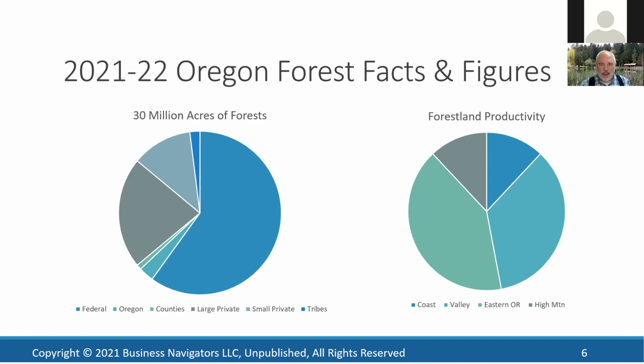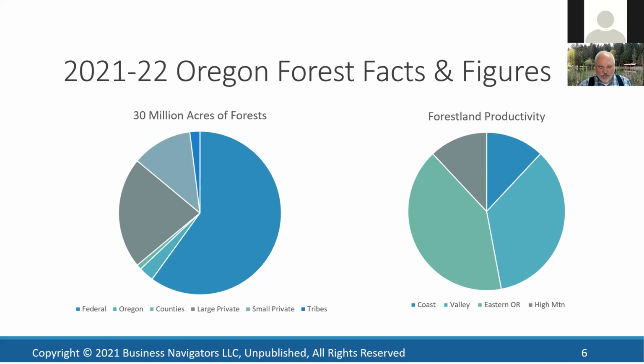And then the big gray area, those are the large private landowners, those that have more than 5,000 acres. The next block of the lighter gray is the small woodland owners, people that own less than 5,000 acres. So that's us. It's about 12% of all the forest land in Oregon that is owned by small woodland owners. And then that last little chunk, the dark blue, are the tribes. So that's how the ownership is broken out.